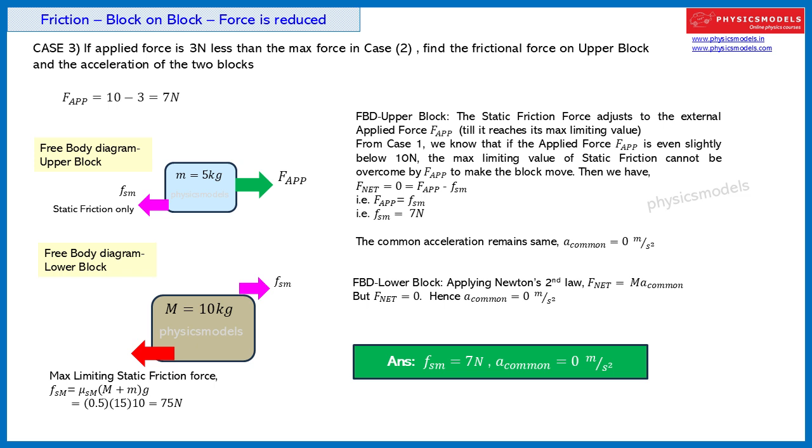Draw the FBD of the lower block. The forward pulling force on the lower block coming from the upper block is nothing but the FSM, which is 7 newtons. And we know by now that at the ground, the rearward resisting force of static friction adjusts itself to this 7 newtons because its capacity has not been reached. Therefore, the F net for the lower block is also equal to 0. And we can say that the common acceleration of the two blocks is equal to 0.